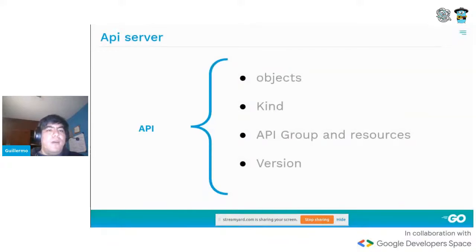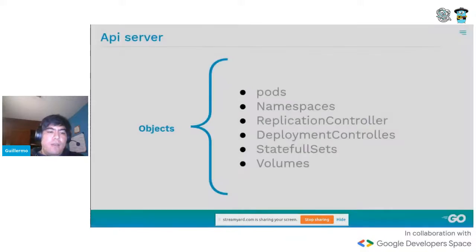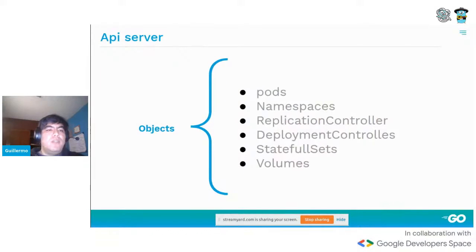Well, now we're going to see a little terminology for the API server before we go into one example. There are some concepts for this: objects, kind, API groups and resource, and version. Now, let's talk about objects. Objects are the persistent entities of Kubernetes. Examples of these are pods, namespaces, replication controllers, deployment controllers, stateful sets, volumes.